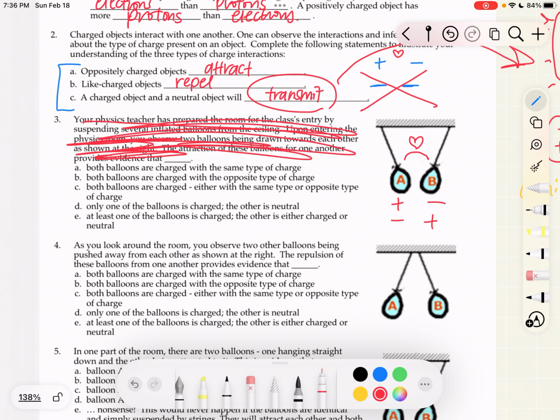Both balloons are charged with the same type of charge. We already know that that's not right. Both balloons are charged with the opposite type of charge. Opposite is good. Both balloons are charged either with the same type or opposite type of charge. No, you cannot date your family members. It cannot be the same type. D, only one of the balloons is charged, the other is neutral.